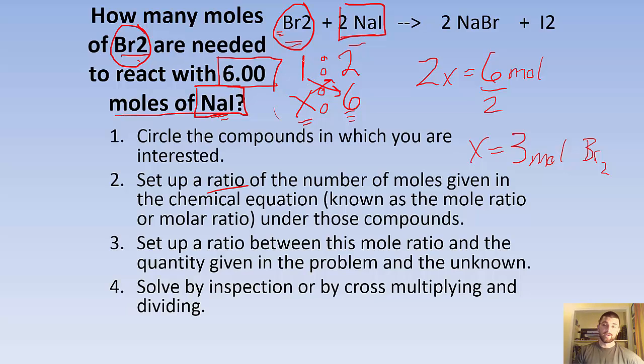Now you may have been able to look at this ratio 1 to 2 and just been like, oh, well, that's easy. If you can see that relationship right off the bat, 1 is to 2 as blank is to 6, and just know it's 3. Good for you, awesome. Please still show your work. All right, if you don't show work, I can't give you credit.